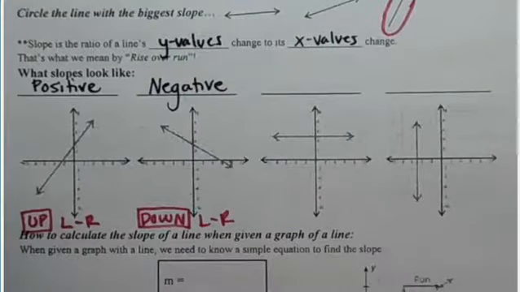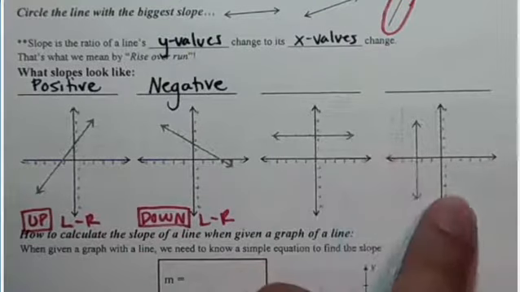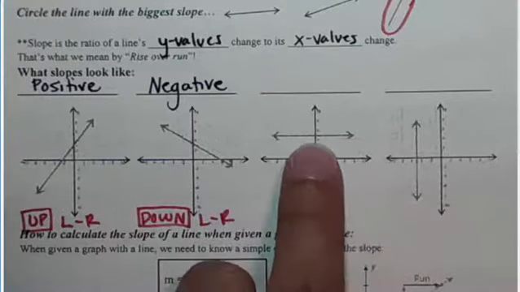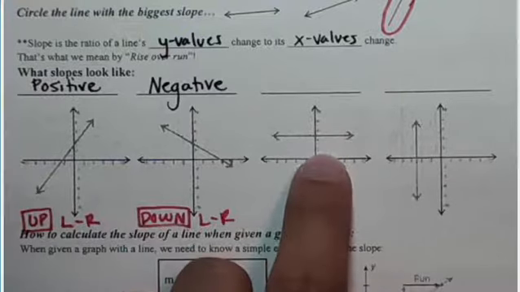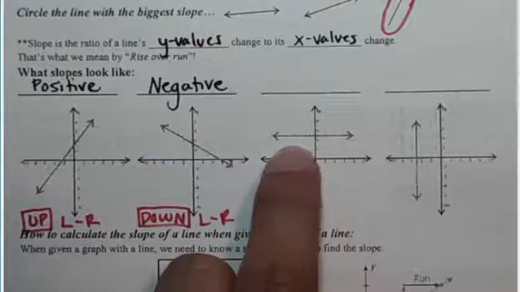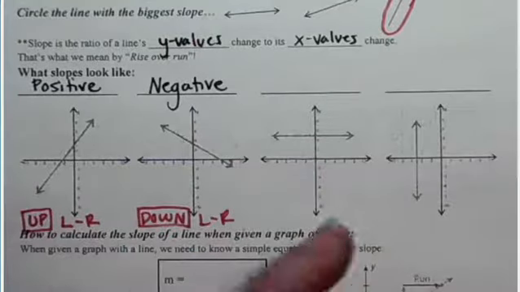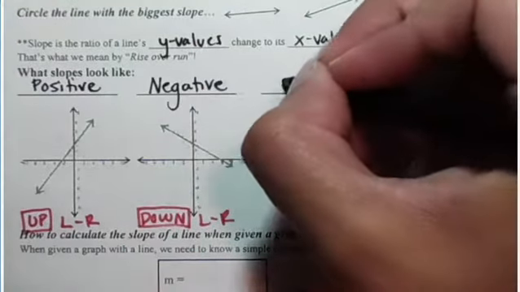Now the next two slopes are what some of us get confused with. We have a horizontal line and a vertical line. Okay, so what do you think we call this horizontal line? Think about rise and run. Is it going up and down at all? No, it's just going left and right, which is horizontal. Okay, this is called a zero slope.